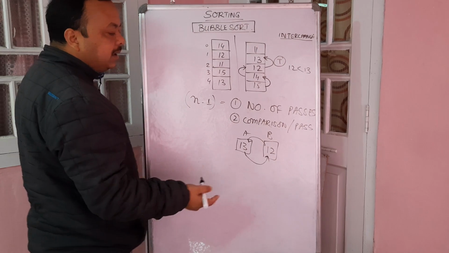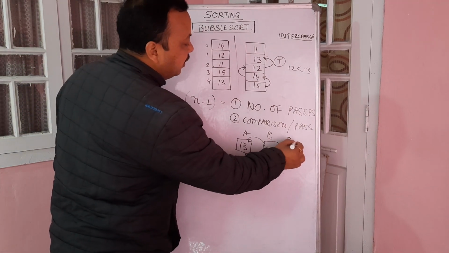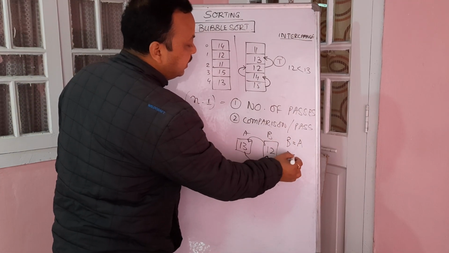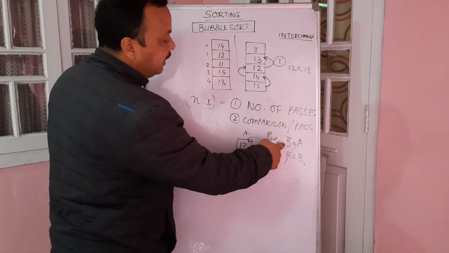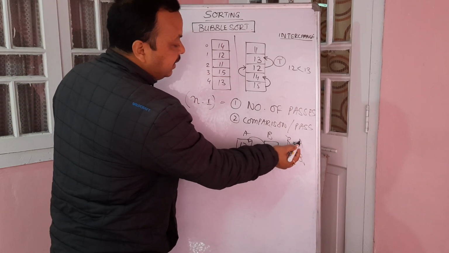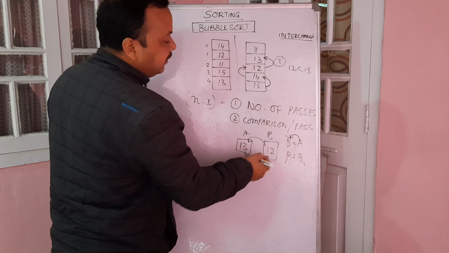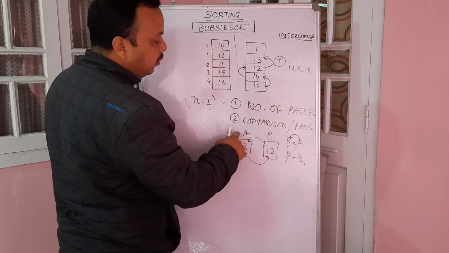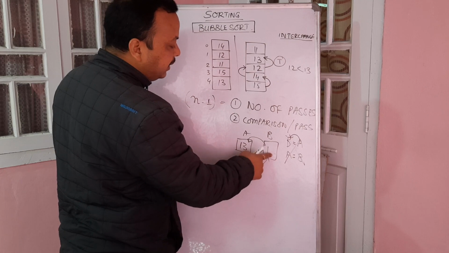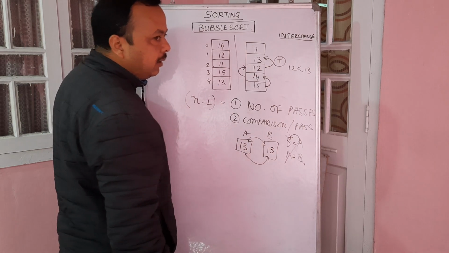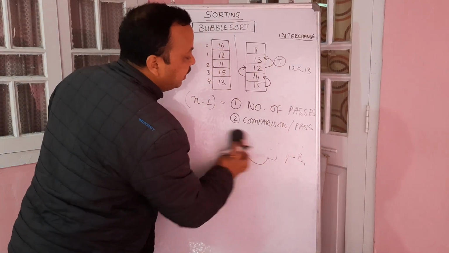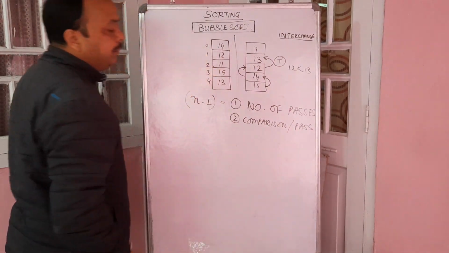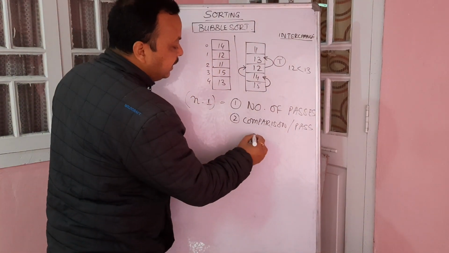I just can't say that B is equal to A and A is equal to B. This is wrong. Why? Because the moment I say B equals A, A's value will override the existing value of B. So if A's value overrides, what will happen? 13 will come here. But what happened to the 12? It got overwritten. So that is why what we need is a temporary variable. So the temporary variable will help us during the exchange.